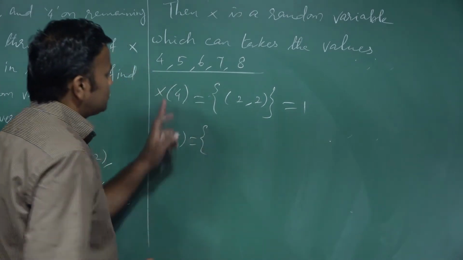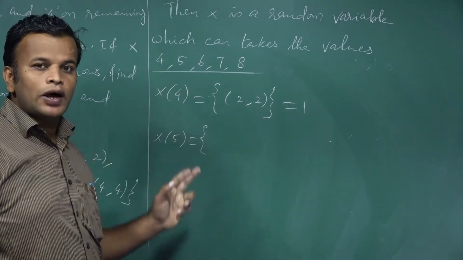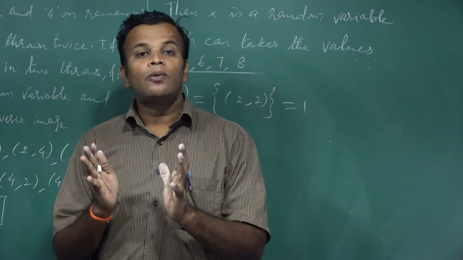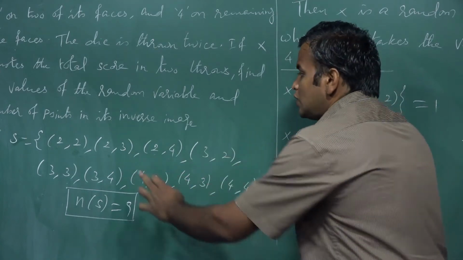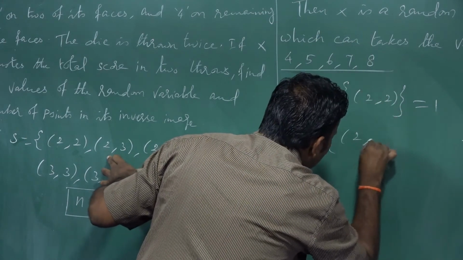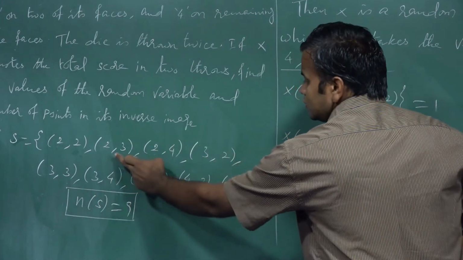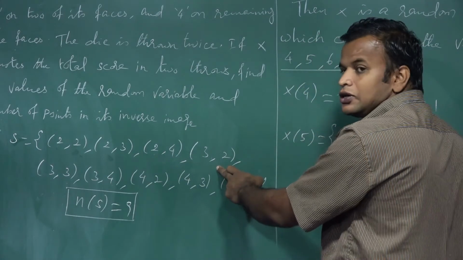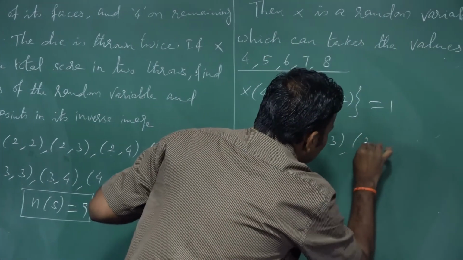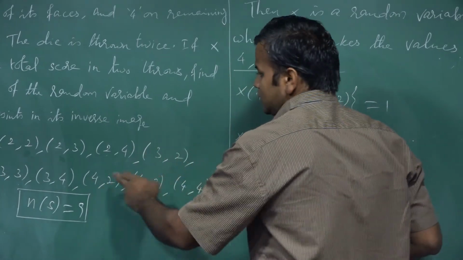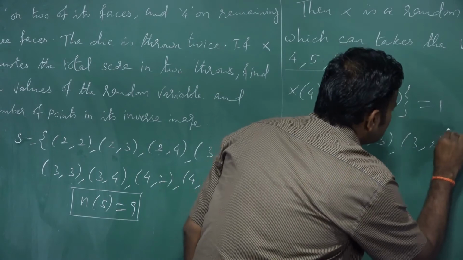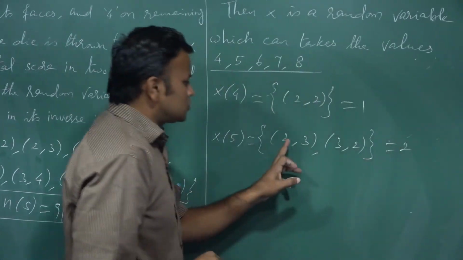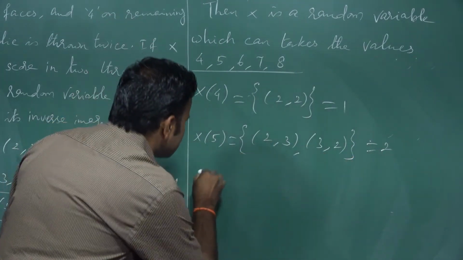X of 5. The next value is 5. X of 5 means the total score is 5. How many values are possible? 2 plus 3 is 5. One value is possible. So 2 comma 3. Any other? 3 comma 2. This value is also possible. Any other? The others give 6, 7, 8. So just 2. So just 2 values. Next.